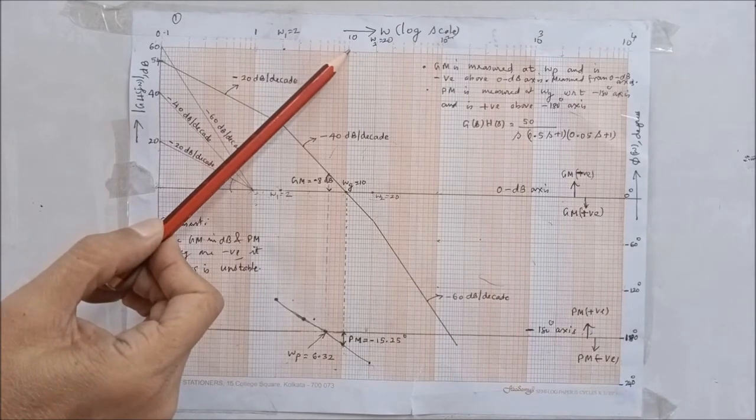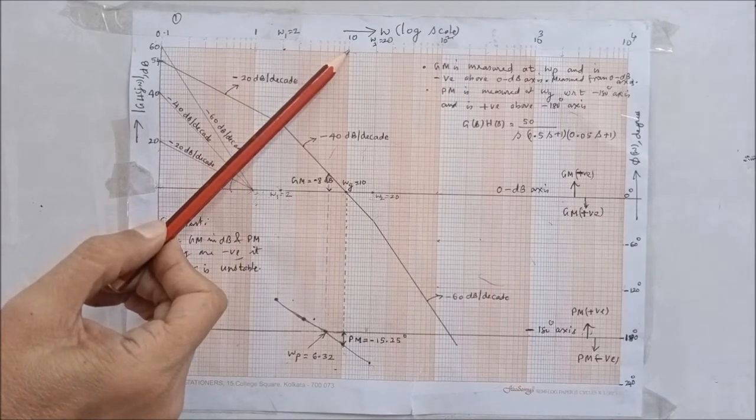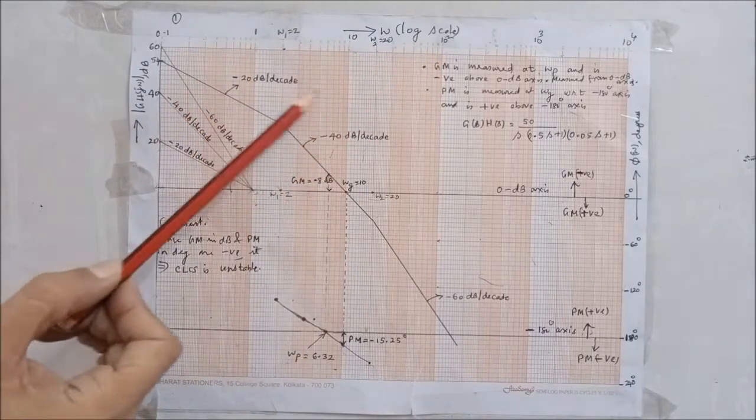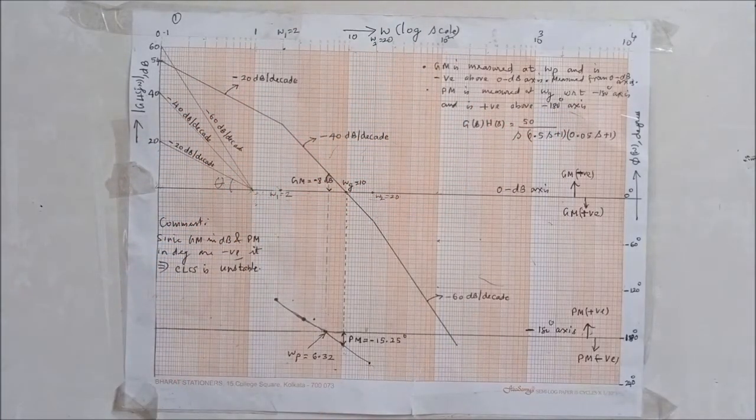The frequency range from omega equal to 10 to omega equal to 100 is also called a decade. Therefore, there are 5 decades in this semi-log sheet. It is a 5 decade sheet or 5 cycle sheet.